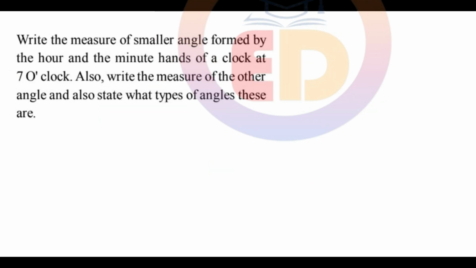The question says write the measure of the smaller angle formed by the hour and the minute hand of a clock at 7 o'clock. Also write the measure of the other angle and also state what type of angles these are.